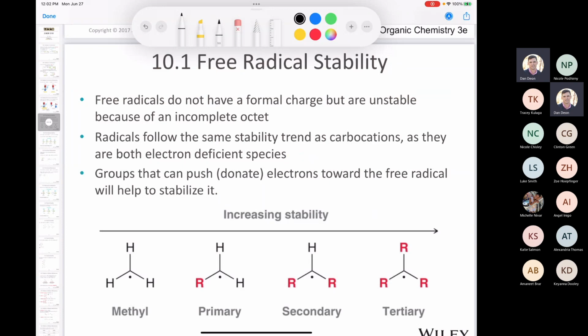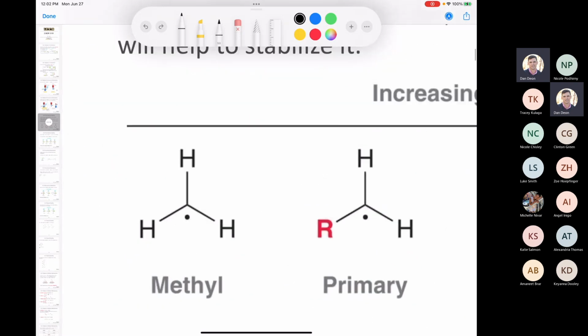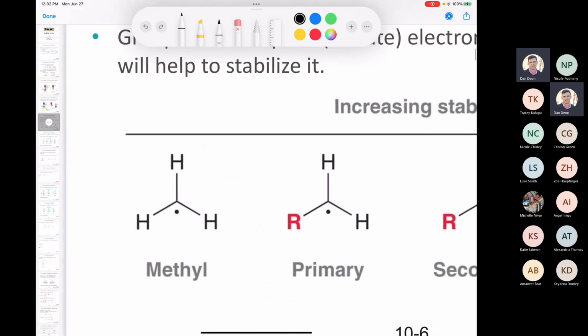It says free radicals, I'm just reading from right here, free radicals do not have a formal charge, but are unstable because they have an incomplete octet. And if you're thinking, well, how can you have those two things? Let's go over that quickly, okay? Let's say you have a methyl radical. So there is a carbon here.